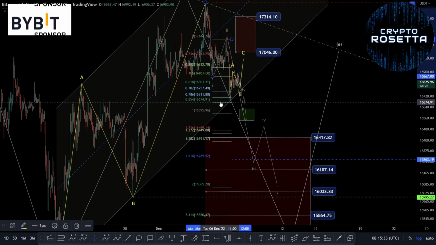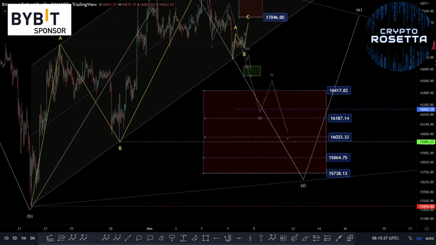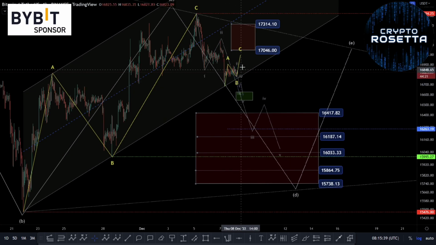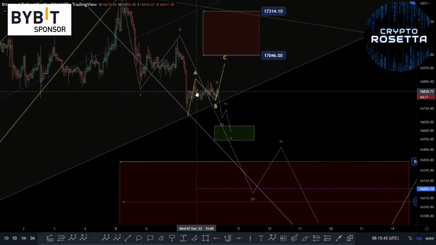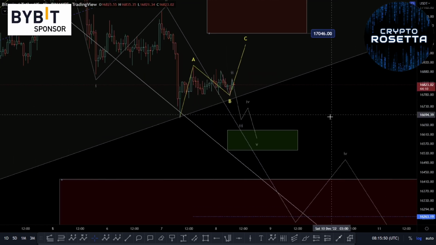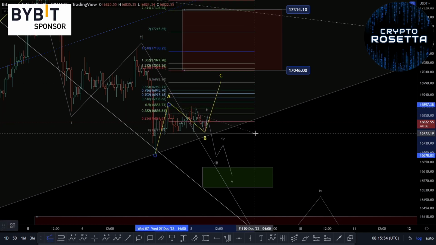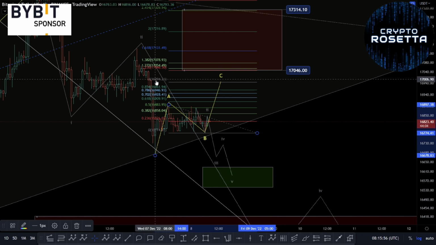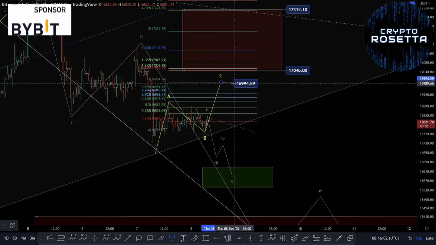So that's something that we're monitoring, but currently we haven't lost the support from this channel. So we'll have to see if it maintains. If it does, what we could be looking for instead is either this being an A, down in a B wave here, and looking to push up in a C wave. If that plays out, we could be looking for a short-term move that looks to target out this 16,994 area. So that would be a 1-to-1 area here.